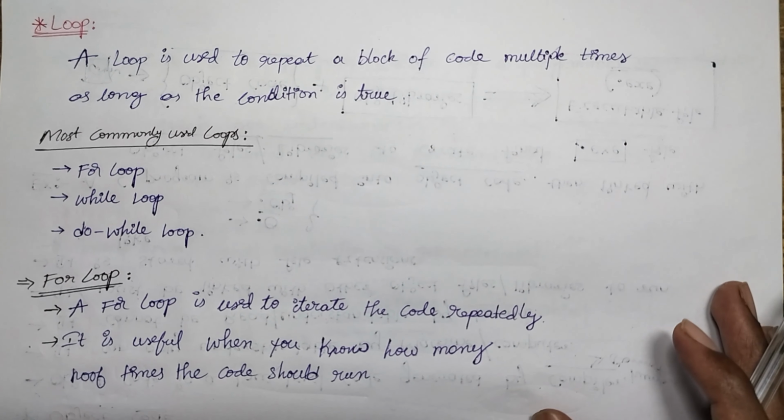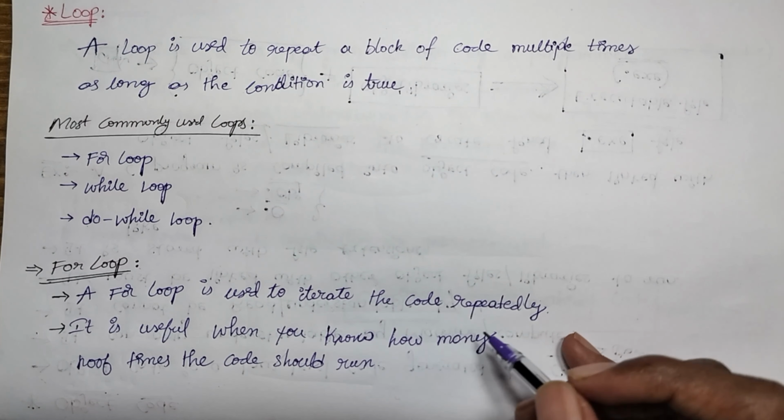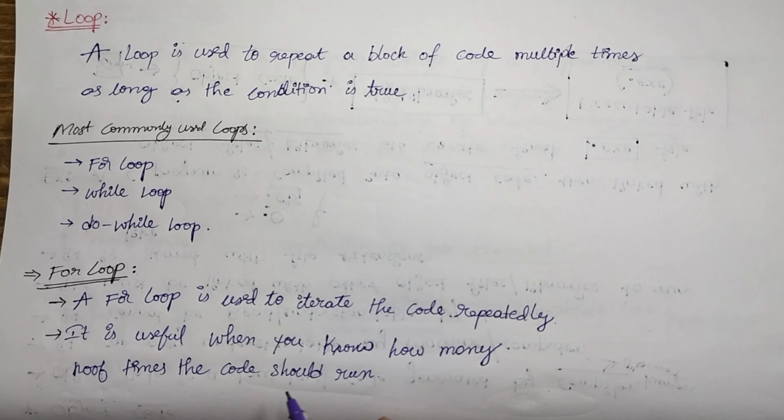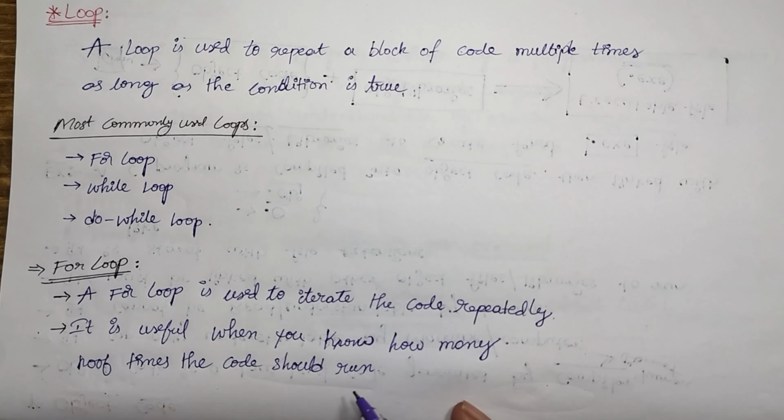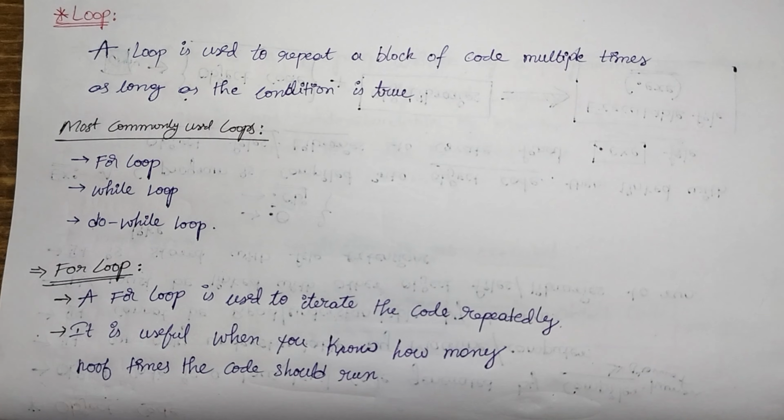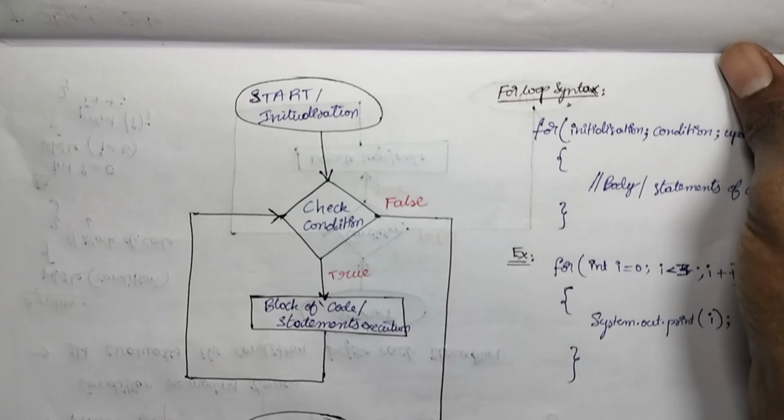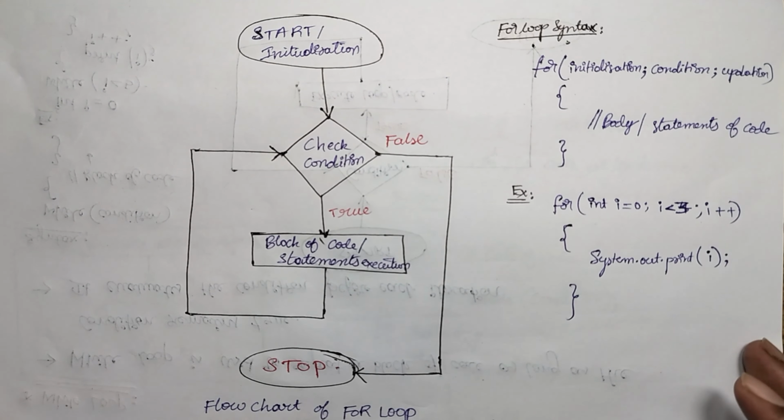Let's look into for loop. A for loop is used to iterate the code repeatedly, and it is useful when you know how many times you should run the code. Let's look into the flowchart of a for loop.